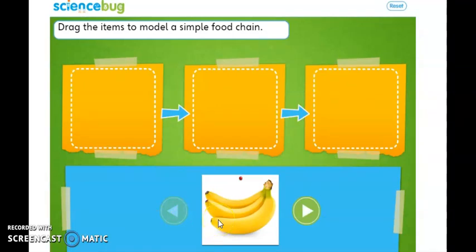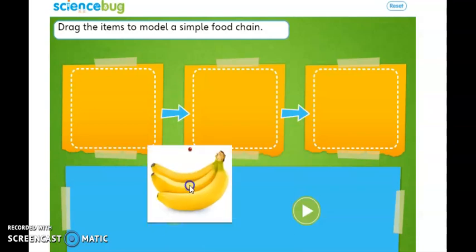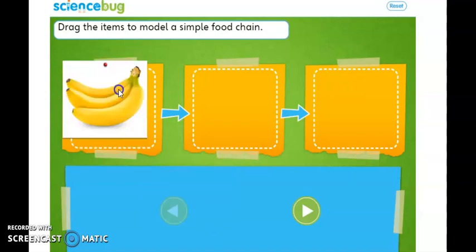Let's try this. We have this one as well. Let's try it and see. So where do we put the banana? Do we put the banana at the center, in the beginning, or at the end? Okay, so when you're writing your food chain, where do you put the banana? Where do you think the banana came from? Okay, so let's see. We can put the banana here.